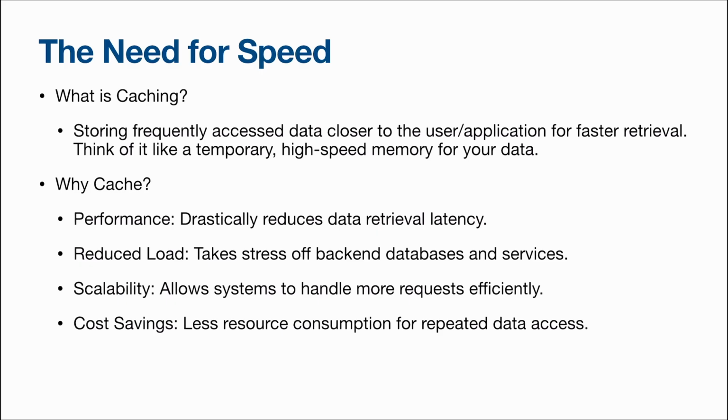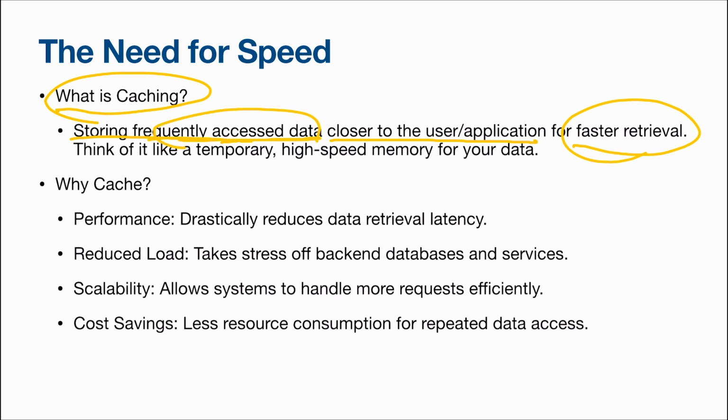Before talking about different aspects of caching, we need to first understand what it is. So what is caching? It is storing frequently accessed data closer to the user or application for faster retrieval. So the key important bits are the frequently accessed data and faster retrieval. And that's all caching is.